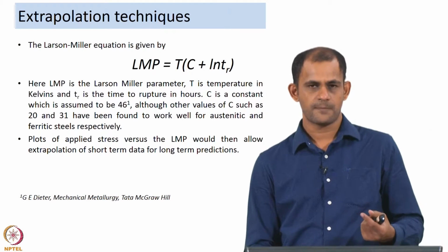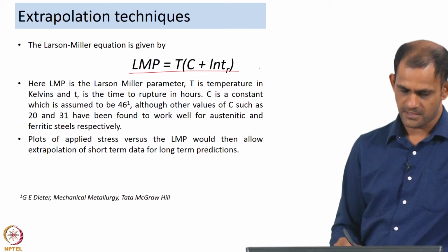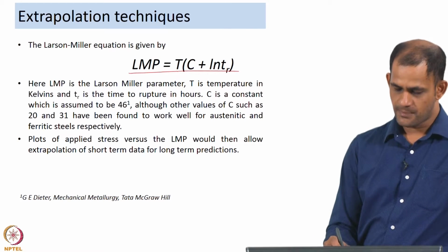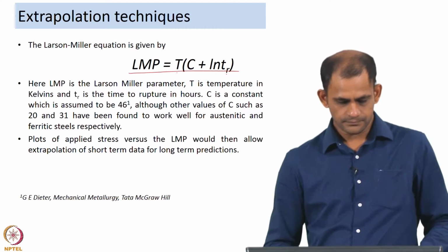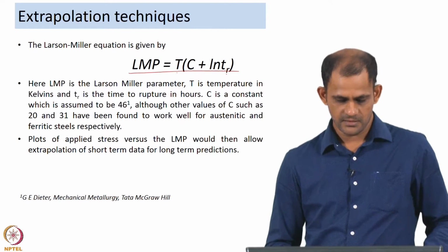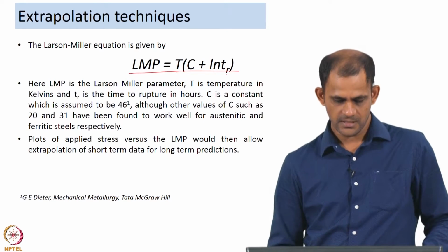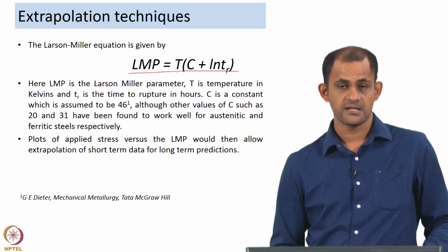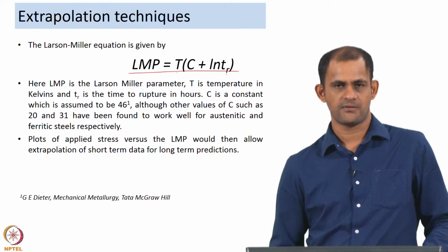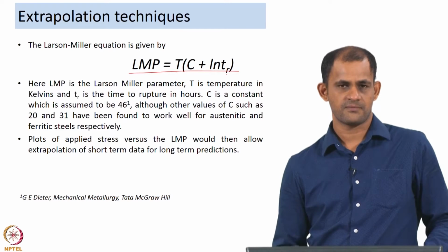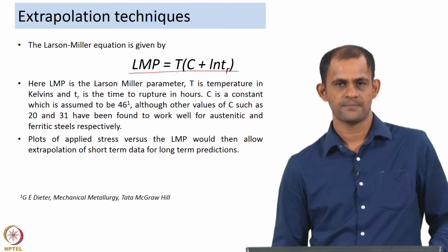So, the Larsen-Miller parameter is given by the following equation. LMP, the Larsen-Miller parameter, is dependent on the temperature T and the time to rupture, Tr. T is generally taken in kelvins and Tr, the time to rupture, is taken in hours. C is a constant which is generally assumed to be 46, although other values of C such as 20 and 31 have also been found. For example, 20 was seen in austenitic steels and 31 was seen in ferritic steels.